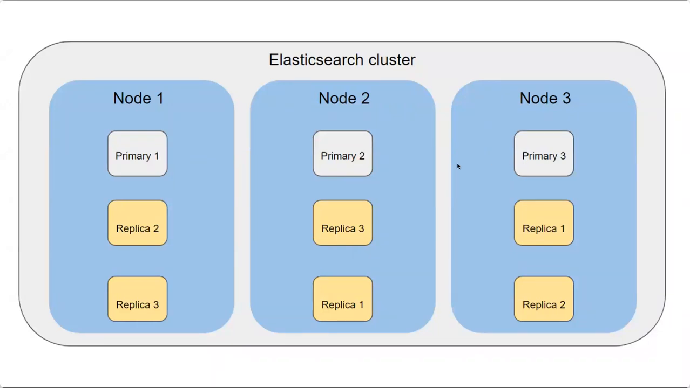Yeah, and then Raja has a question. How does it handle multiple indexes? So each index will have its own primary and replica shards. For an index, we can define, okay, I need this many primary shards, and I need this many replicas for each primary shard.